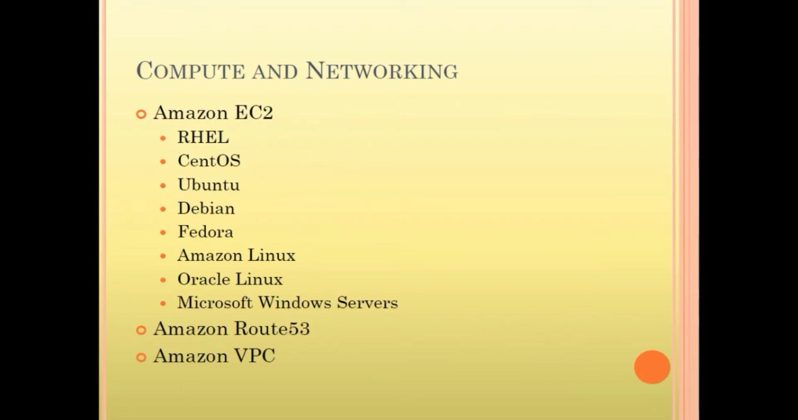So compute and networking contains Amazon EC2, and Amazon EC2 supports most of the operating systems available in today's market. It includes Red Hat Enterprise Linux, CentOS, Debian, Amazon Linux, Oracle Linux, as well as Microsoft Windows servers. The other service in this category is Route 53. In Route 53, we deal with the DNS system, which we can configure on the AWS platform. The third service in this category is VPC. It allows us to create a virtual private cloud in AWS, meaning you can launch your instances or servers in a private space and not in the public space within your cloud. These categories contain more services than the ones I have mentioned here.